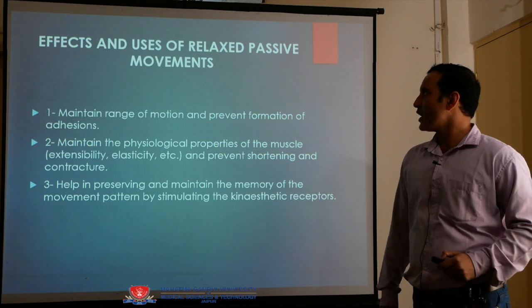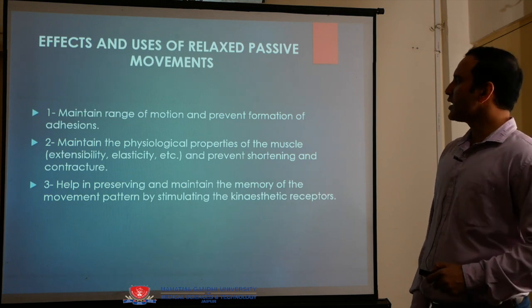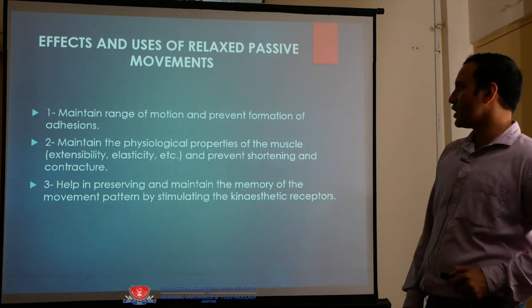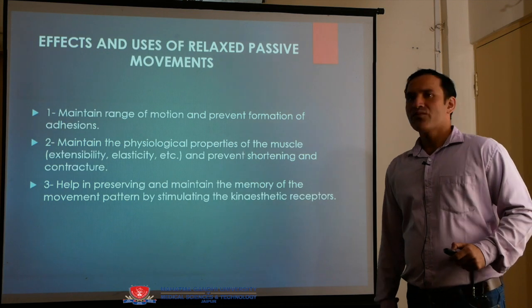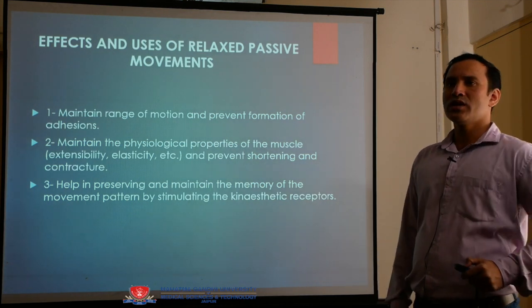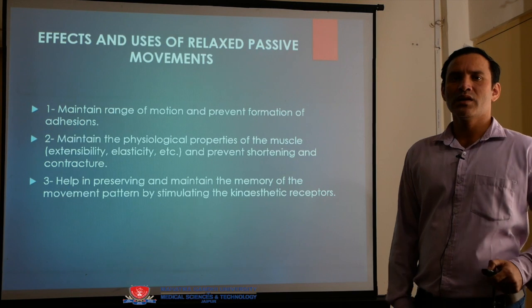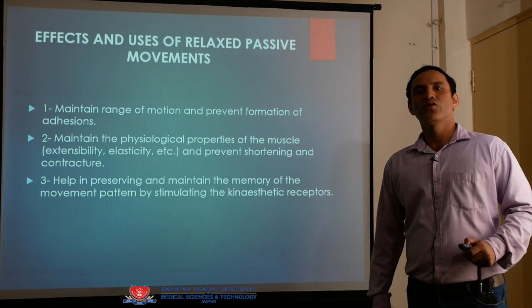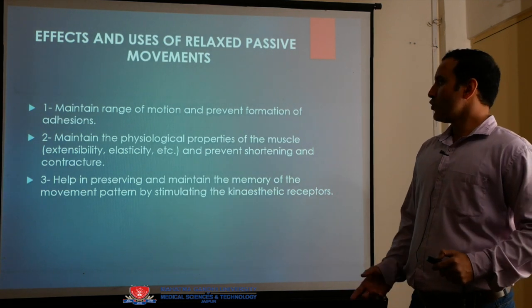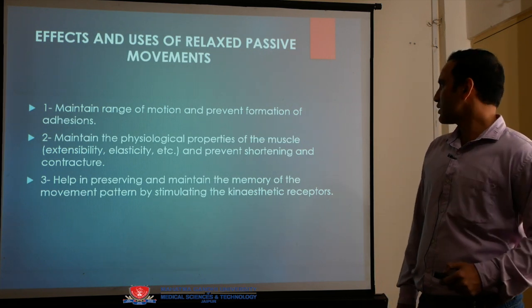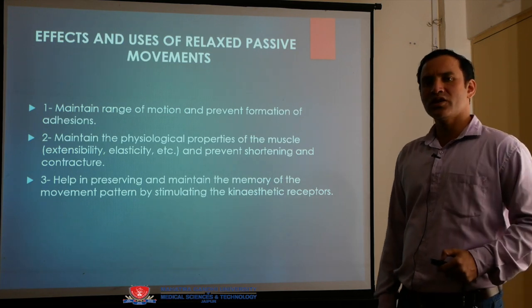Then what are the effects and uses of relaxed passive movement? The first effect and use is to maintain range of motion and prevent formation of adhesion. So why does it maintain range of motion and prevent adhesions? Because if somebody is bedridden and is not moving his joint, then the physiological limits of muscle and joint are reduced. So while performing movement, we are maintaining the physiological properties of muscles and the joint physiology also. So nutrients are supplied to the joint and surrounding structures. In this way, it will prevent the formation of adhesion and maintain the joint range of motion.